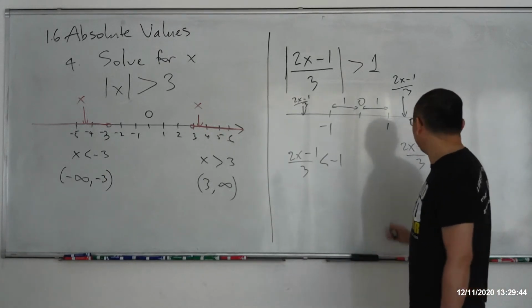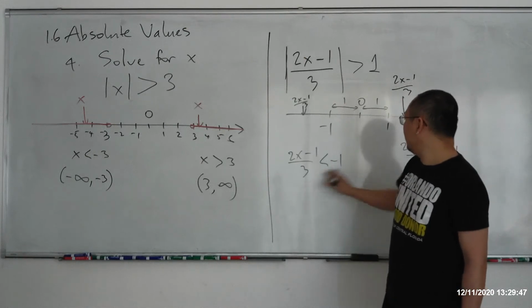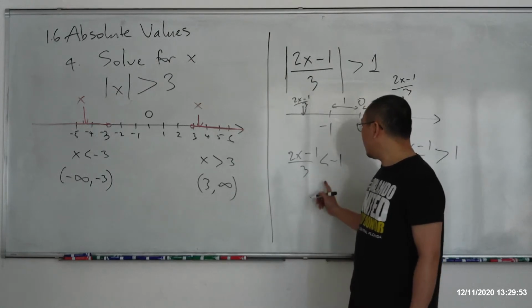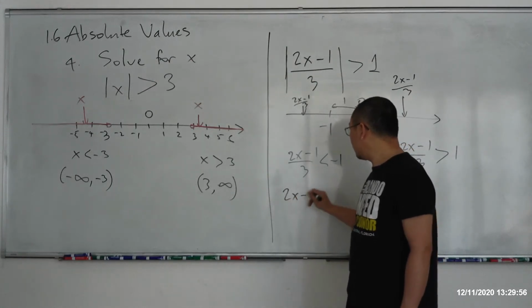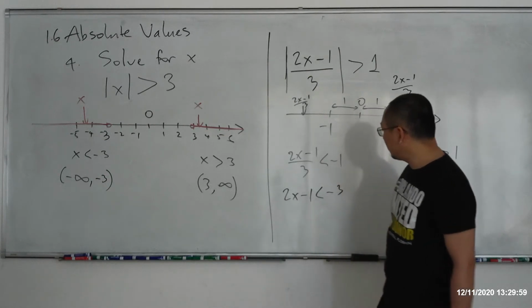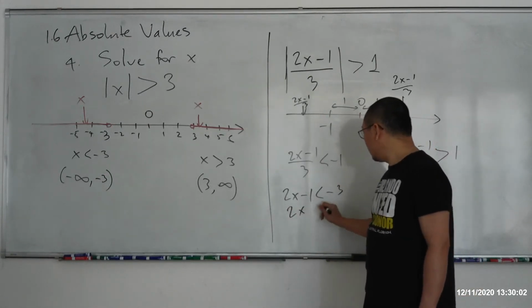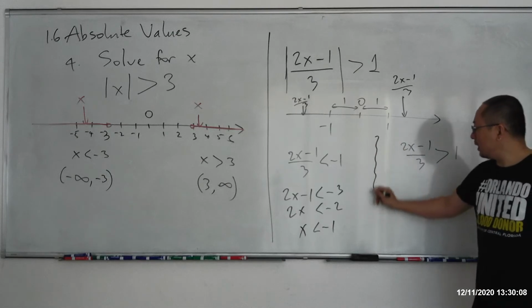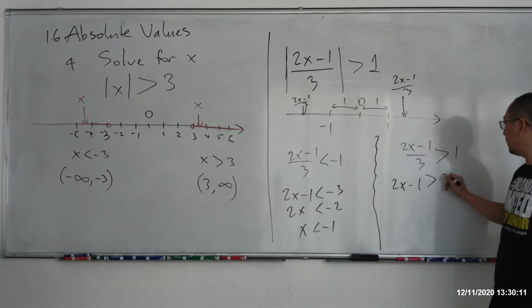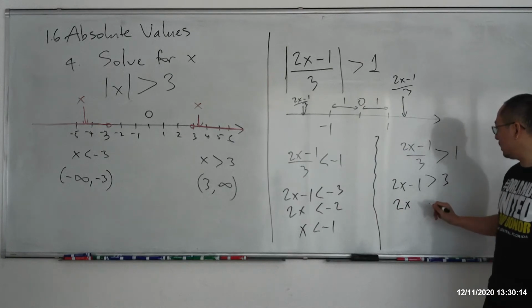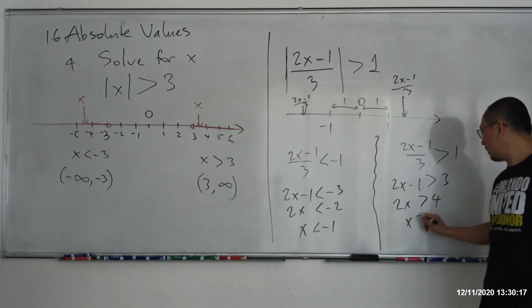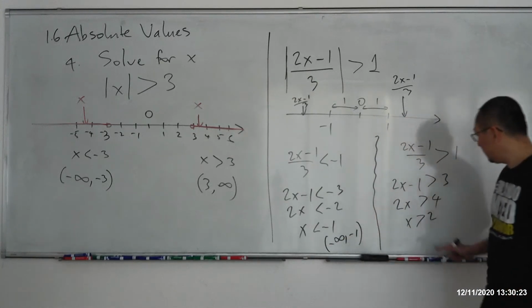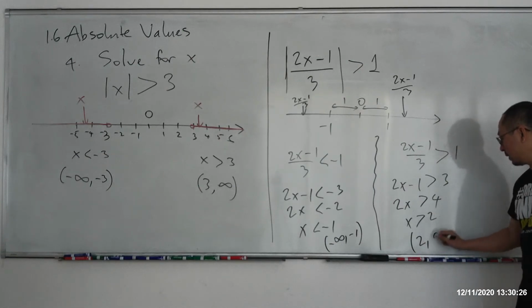So we can solve this. We have 2 separate inequalities. Multiply both sides by 3. It's positive, so we won't change the inequality. So 2x minus 1 is less than negative 3. Then add 1 on both sides, 2x is less than negative 2, so x is less than negative 1. Multiply both sides by 3 in the other one: 2x minus 1 is greater than 3. Add 1 on both sides, 2x is greater than 4, so x is greater than 2. For interval notation, this is negative infinity to negative 1 with a parenthesis, and 2 to infinity with a parenthesis.